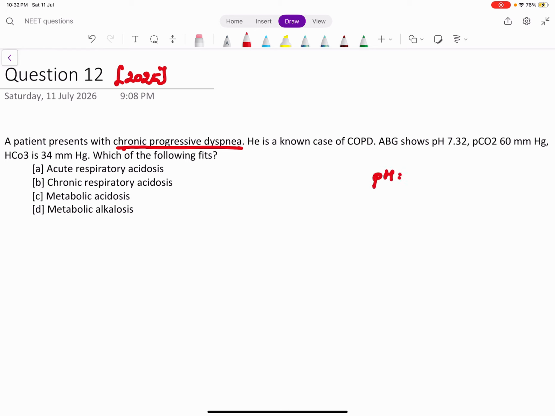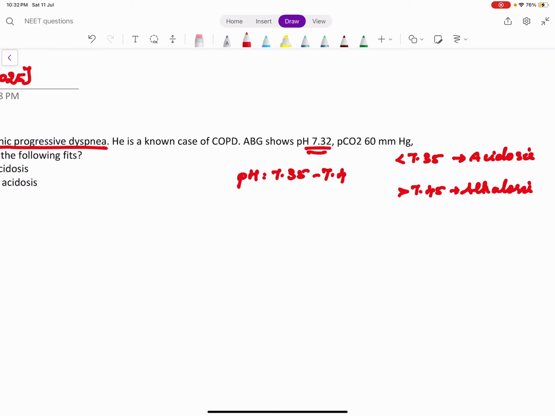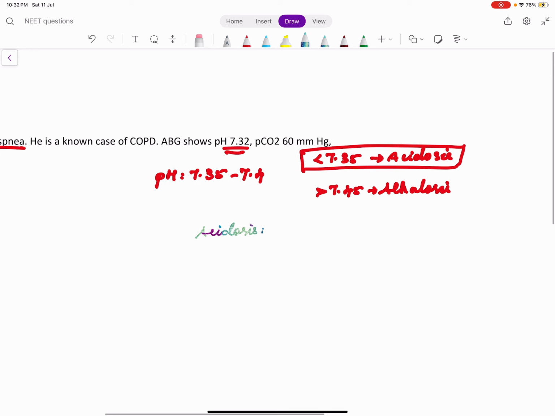So, the normal pH is 7.35 to 7.45. pH less than 7.35 is called acidosis, and pH more than 7.45 is alkalosis. In this case, pH is 7.32, so this is an acidosis. Acidosis can occur due to 2 reasons. One, it is a respiratory acidosis or a metabolic acidosis.